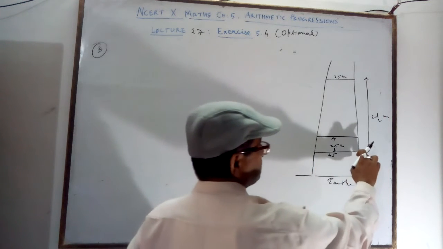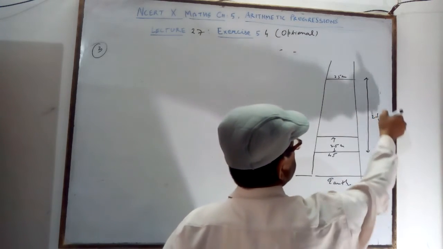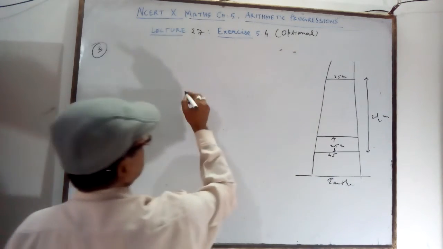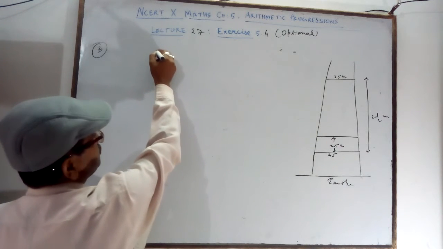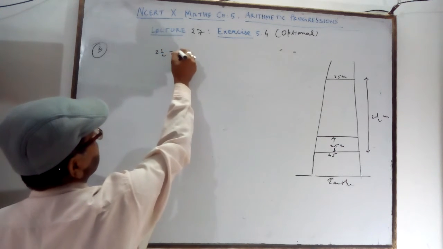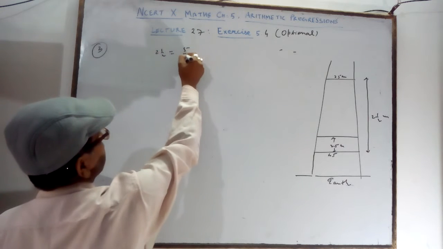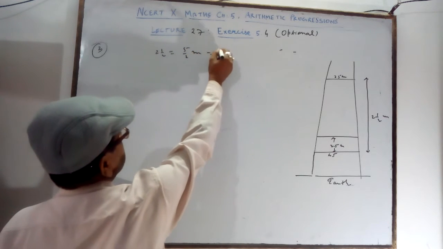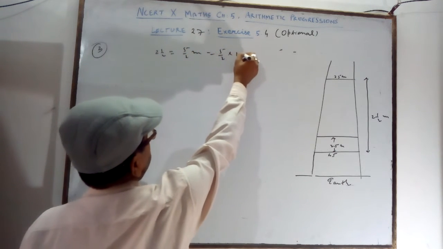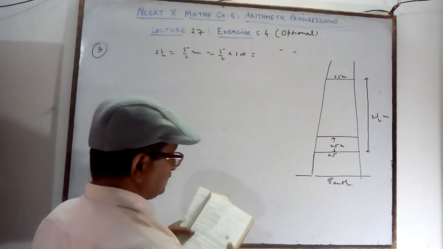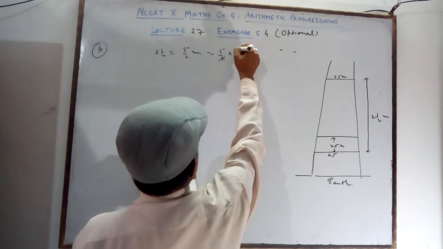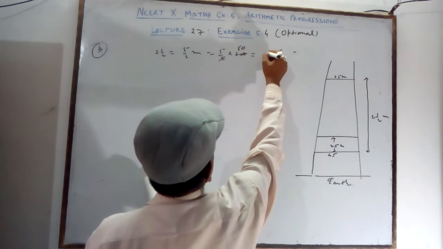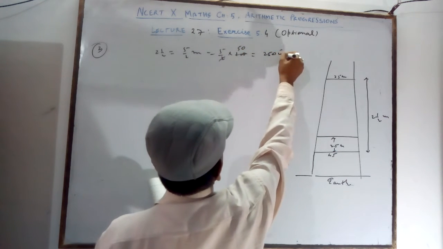So it starts from here and ends here, meaning 2 and a half meters. The total distance between the first and the last is given as 2.5 meters. 2.5 meters means 5/2 meters. You can change 5/2 into centimeters by multiplying by 100, because the other things are given in centimeters. That is 250 centimeters.